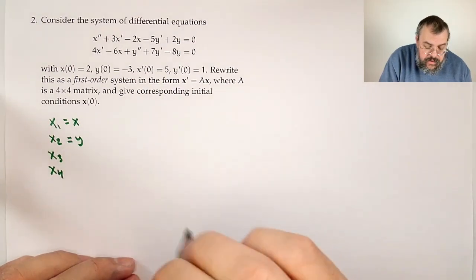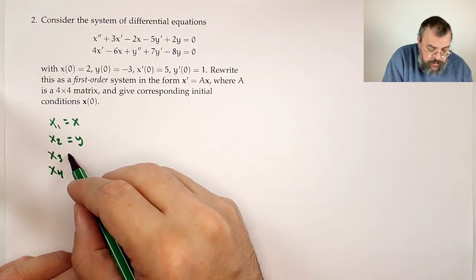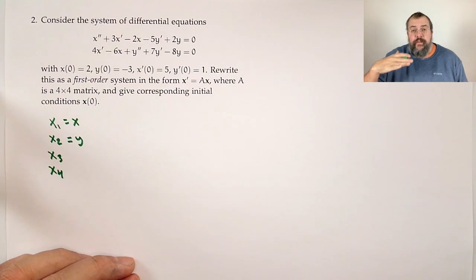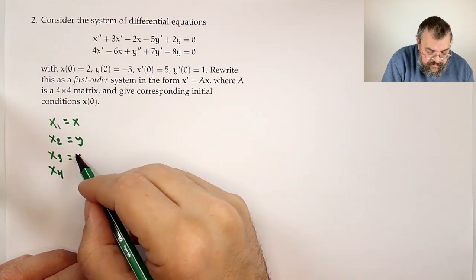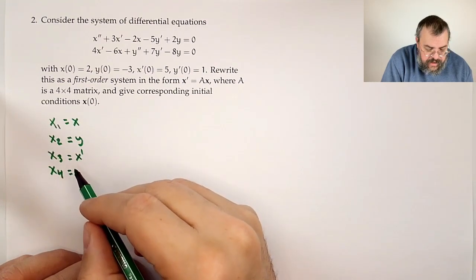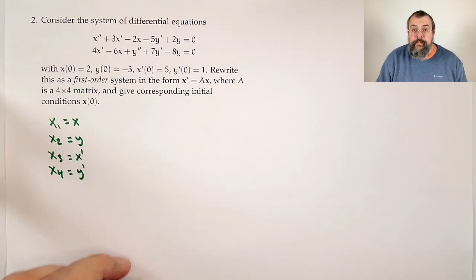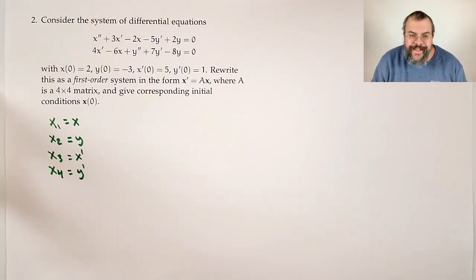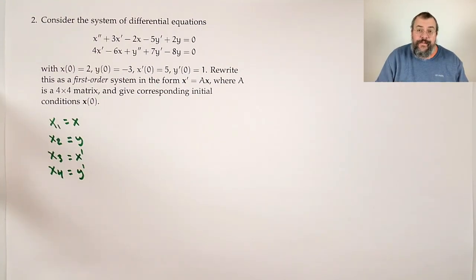And now, notice we have x double prime. So what we really should do is, if x goes up to second derivative, we're going to have every derivative up to that point. So, let's make x3 be x prime, and x4 we can make be y prime. Those are what we're going to call our variable names. Let's figure out what we can do.